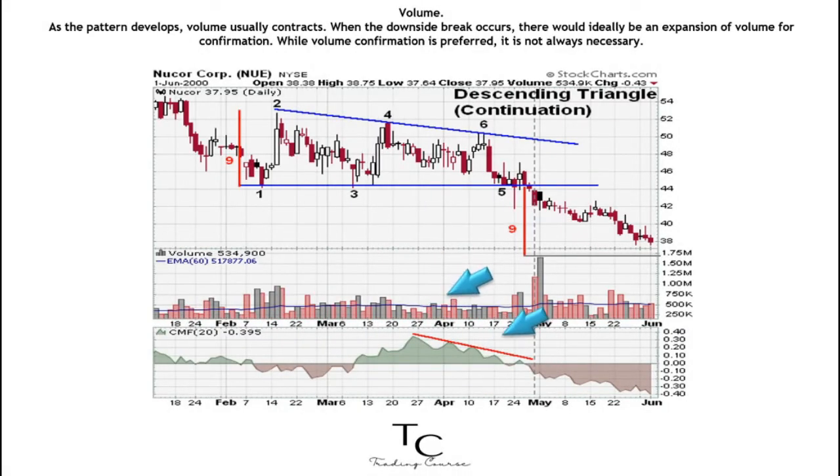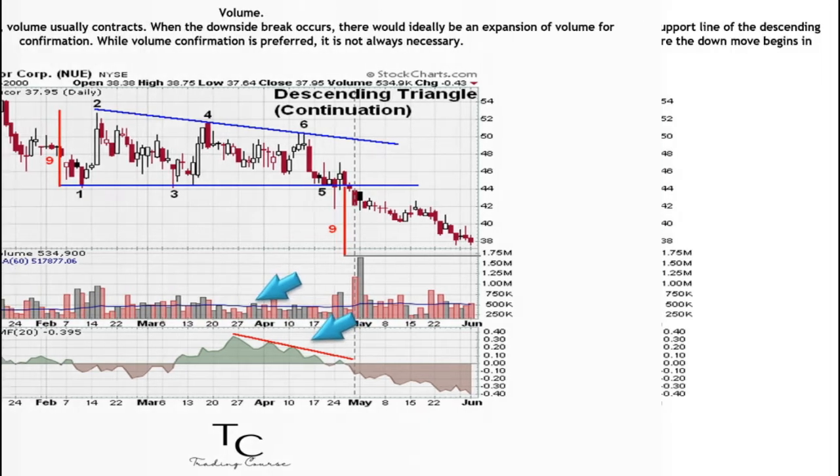Volume. As the pattern develops, volume usually contracts. When the downside break occurs, there would ideally be an expansion of volume for confirmation. While volume confirmation is preferred, it is not always necessary.